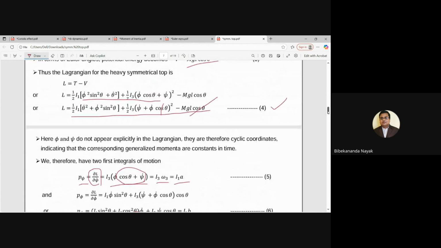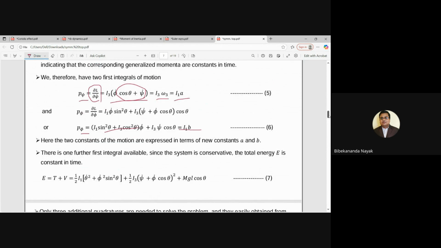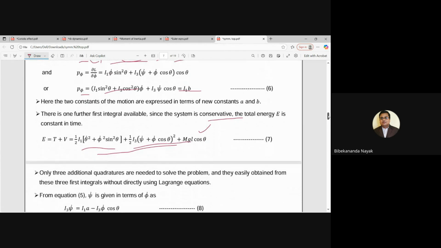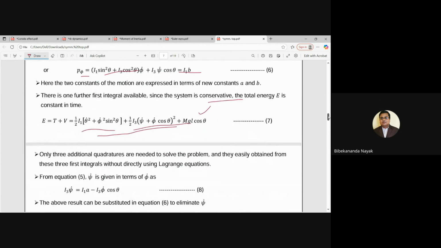Also, we know that the Hamiltonian is the total energy, T plus V, for a conservative system. If the system is conservative, then the Hamiltonian is equal to the total energy T plus V, and V is mgl cos theta. T is this one, two terms. So we get E, P phi, P psi, and E is a constant. For a conservative system, E is a constant. These are the three constants.